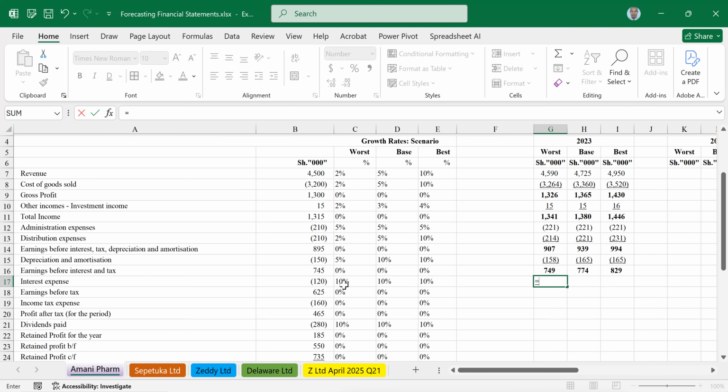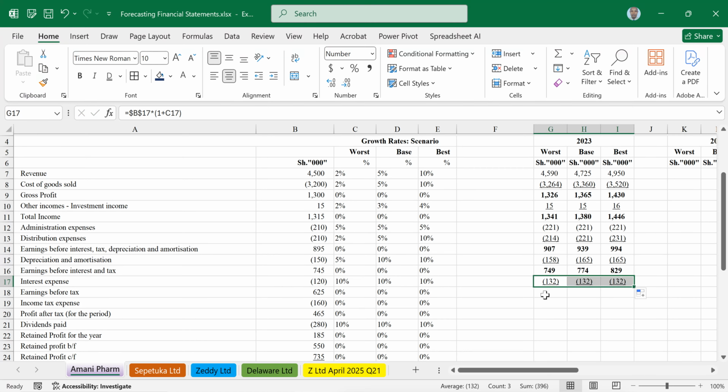Now interest is the 120, lock, times, open bracket, 1 plus the 10%, close bracket and enter. Drag across. Then earnings before tax, select this and do alt equal. You simply align at the center. Then we also eliminate this error. So you just ignore the error.